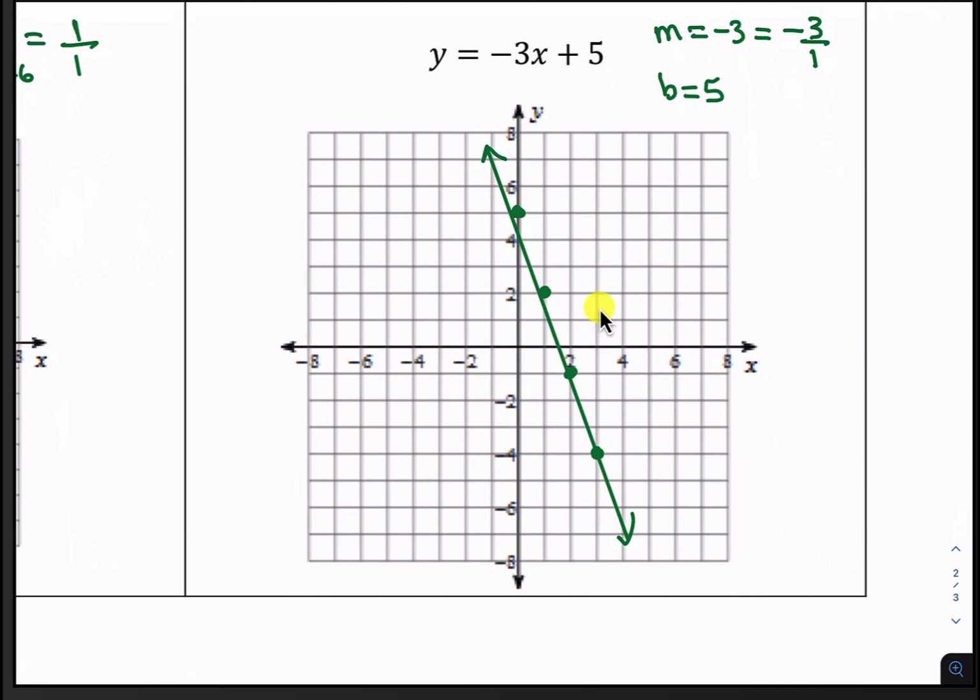All right, and that concludes this lesson on graphing slope-intercept form equations.